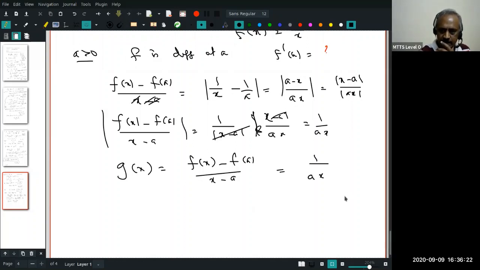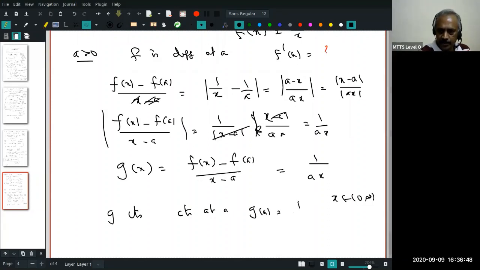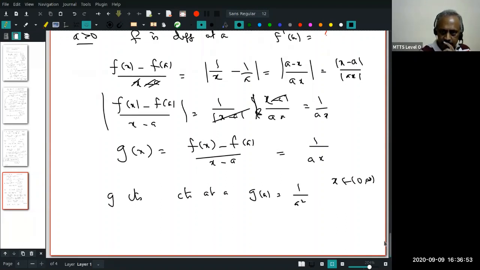You understand this? Now, remember for which values of x? For x in the positive reals. Now, is this function continuous? Remember, a is fixed. Therefore g(x) is 1 by a, which is a constant, times 1 by x. That's a continuous function on the interval 0 to infinity. g is continuous, in particular continuous at a. At a, what is its value? g of a will be 1 by a squared. Do you understand this?